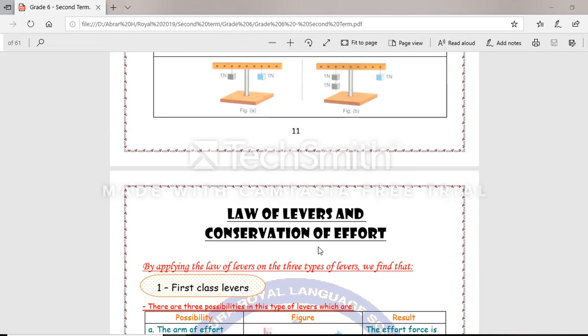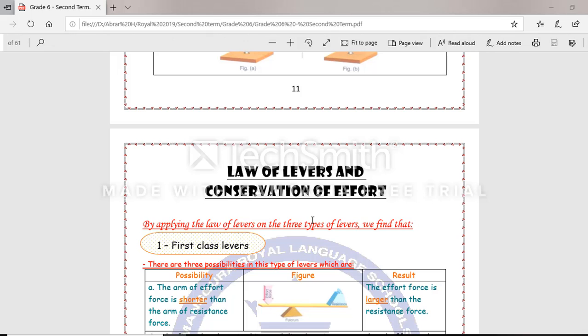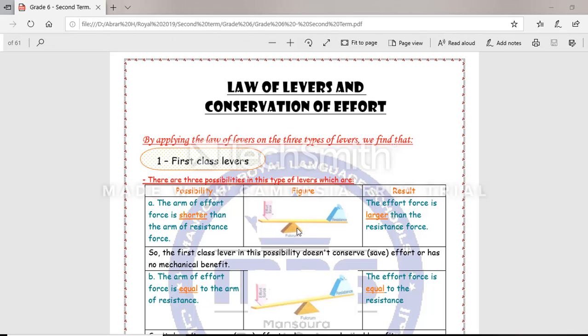Now we will talk about the law of levers and conservation of effort, the relation between the type of lever and its ability to conserve effort. Let's remember the 3 types of lever. We said that there are 3 types of levers: first class levers, second class levers, and third class levers. In the first class levers, I have the fulcrum between resistance and effort. In the second class lever, I have the resistance between fulcrum and effort. And in the third class lever, I have the effort between resistance and fulcrum.